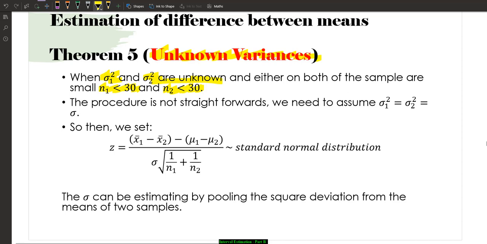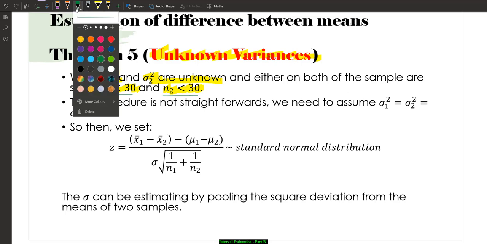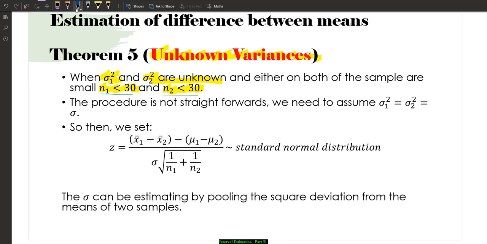So let's look at Theorem 5. It says that when you have two populations and we don't know the population variances, and both samples are very small, less than 30, the procedure is not straightforward. It's not like Theorem 4, where we just use the z value. We need to assume that both population variances are equal. So then we can use the Z distribution, which assumes equal population variances.